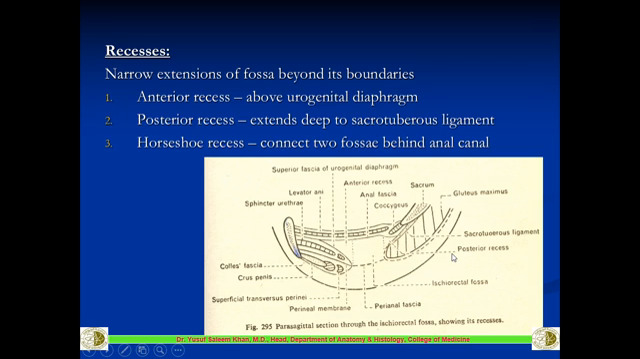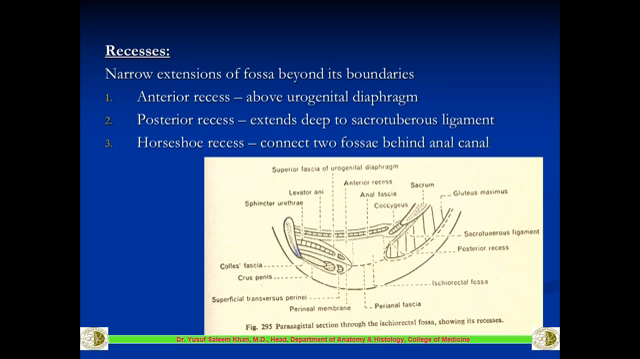Okay, so this extends deep to the sacrotuberous ligament, as you have seen already. So this is the sacrotuberous ligament, and this is the gluteus maximus. Just above that there is a slight deep extension of this fossa deep inside the sacrotuberous ligament, and this is called the posterior recess. So this is the anterior recess here, and this is the posterior recess.